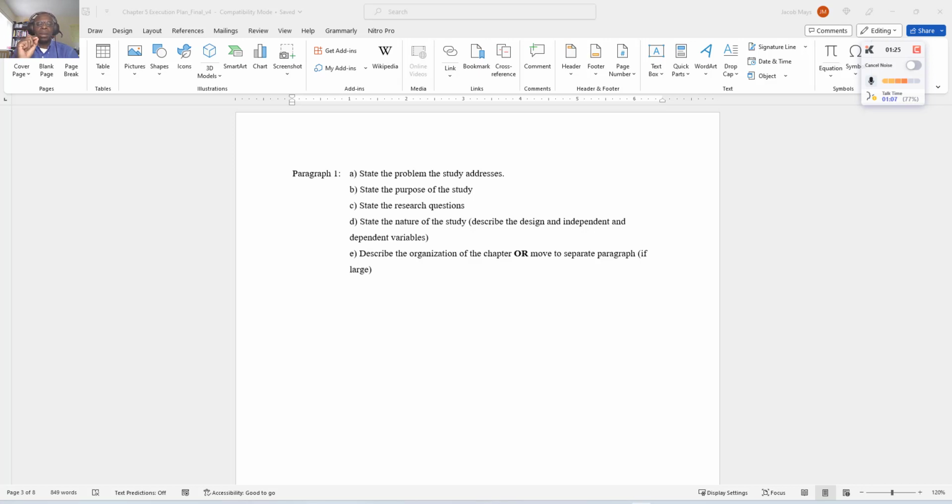Now the 2-paragraph option, which we will discuss in the next video, moves the description of the chapter into its own paragraph. So A, B, C, D are covered in paragraph 1, and the E is covered in paragraph 2. Okay?